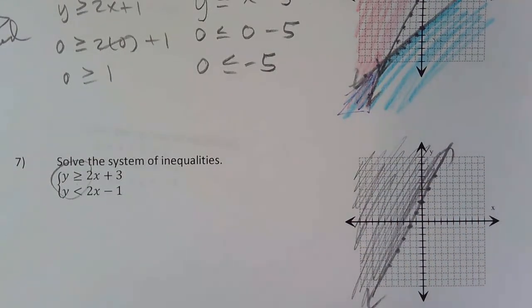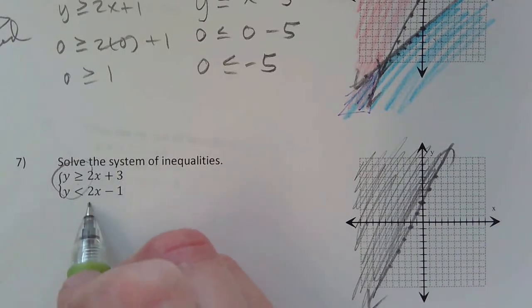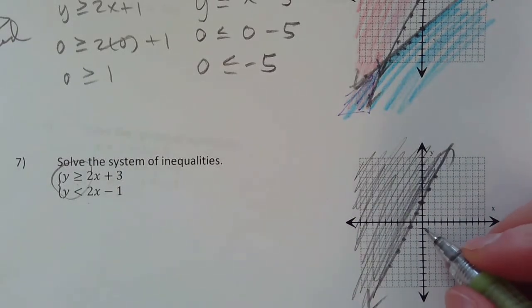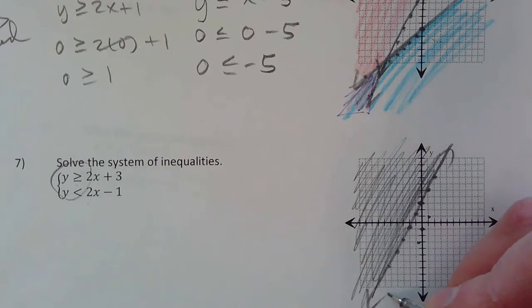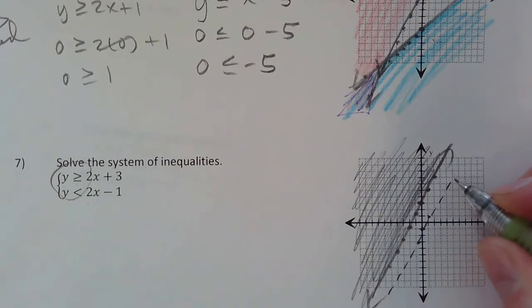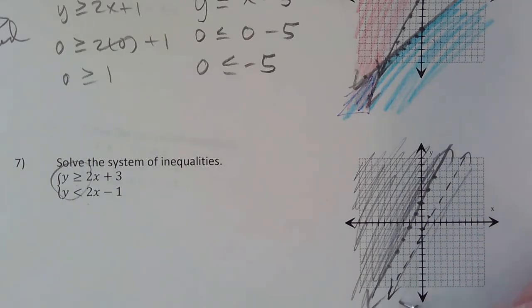I'm not even bothering with colored pencils. y less than 2x minus 1. So that's going to be a dashed line. And less than that would be down.